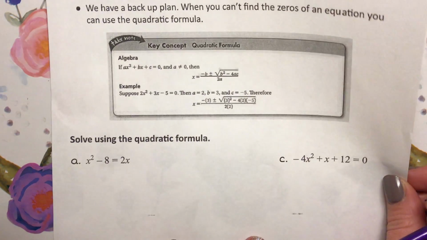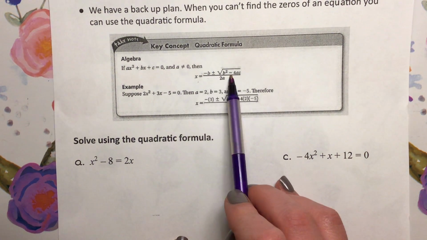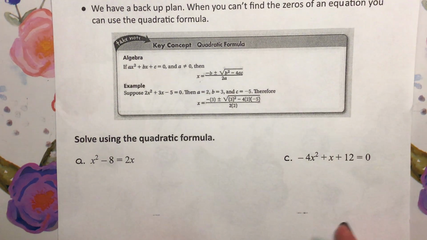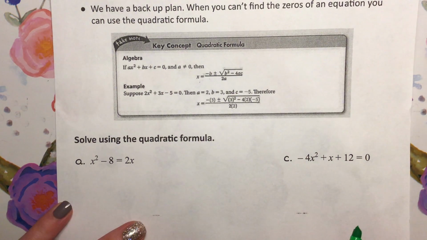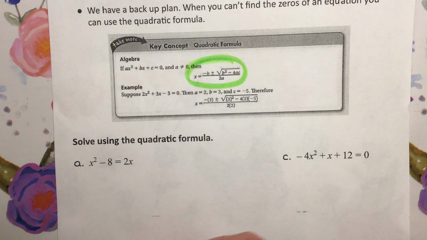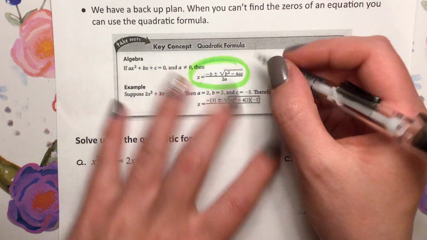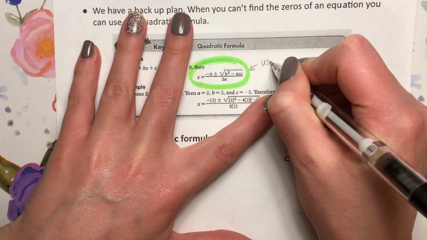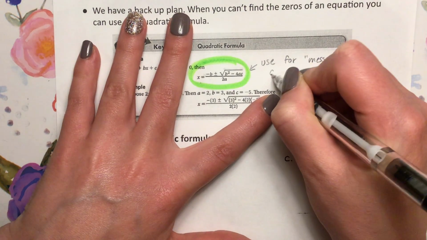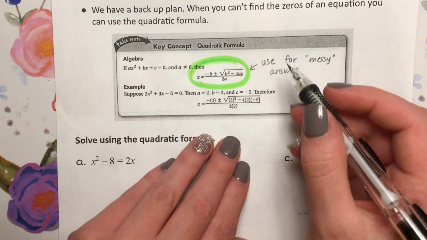So what is the quadratic formula? The quadratic formula is right here. It is x equals negative b plus or minus the square root of b squared minus 4ac all over 2a. Now, where are those a, b, and c values coming from? They're coming from the equation that we're going to be solving for. If you cannot solve by factoring, you're going to use this for messy answers, and this is going to calculate the roots still.